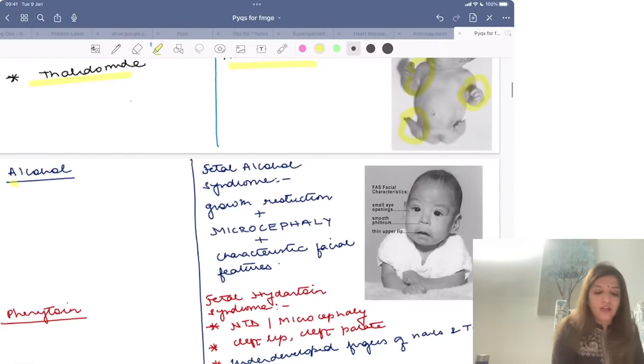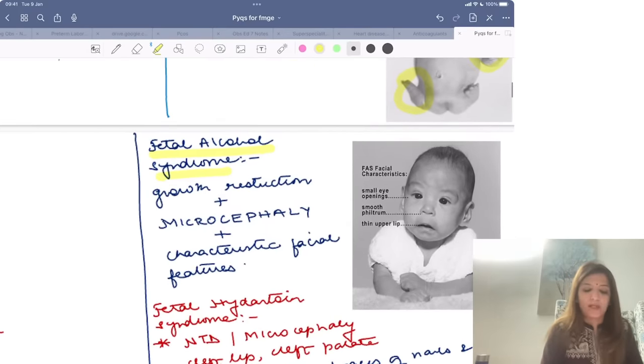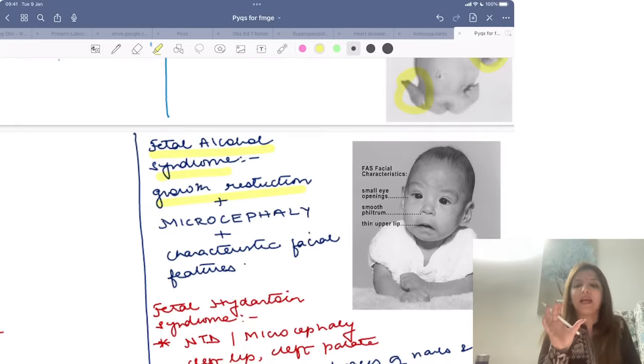Then alcohol use leads to fetal alcohol syndrome. In fetal alcohol syndrome, you will get growth restriction, microcephaly, small head, and typical facial features.